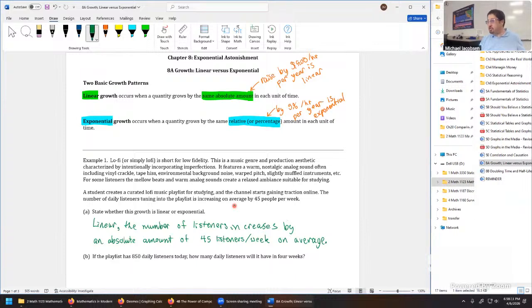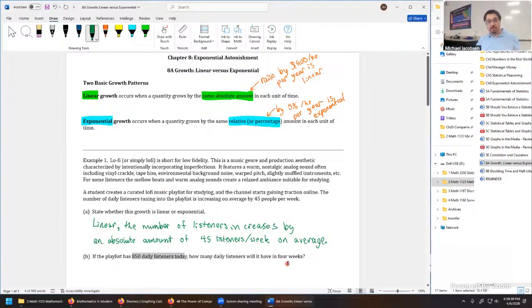So we have linear growth on this one. And now that we know the growth pattern, we can make a prediction on part B. This is assuming this average is highly accurate or maybe even exact. We assume that it's going to go up by exactly 45 listeners per week. And if it has 850 listeners today, we can make the prediction to how big the number of listeners for this playlist would be in 4 weeks' time.